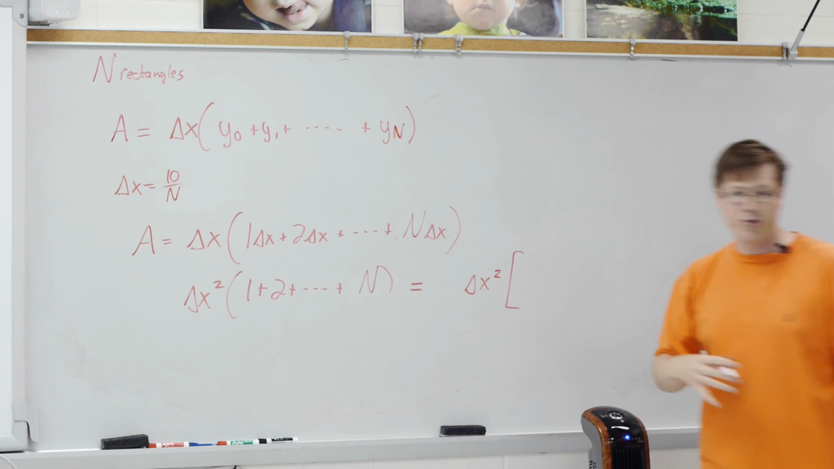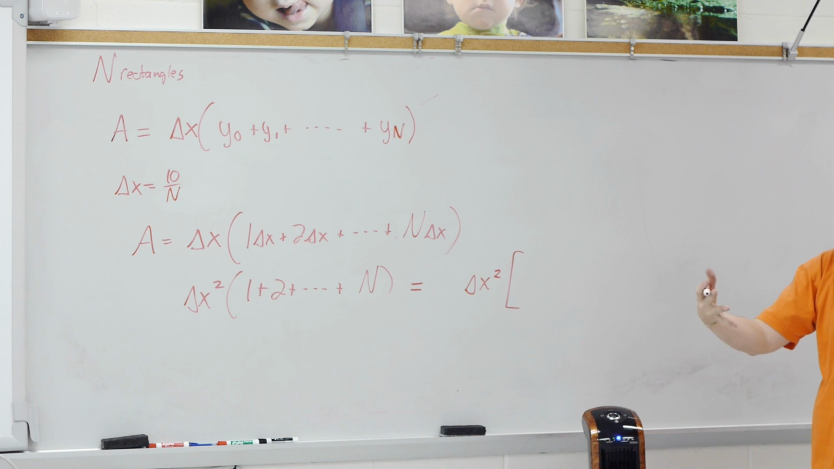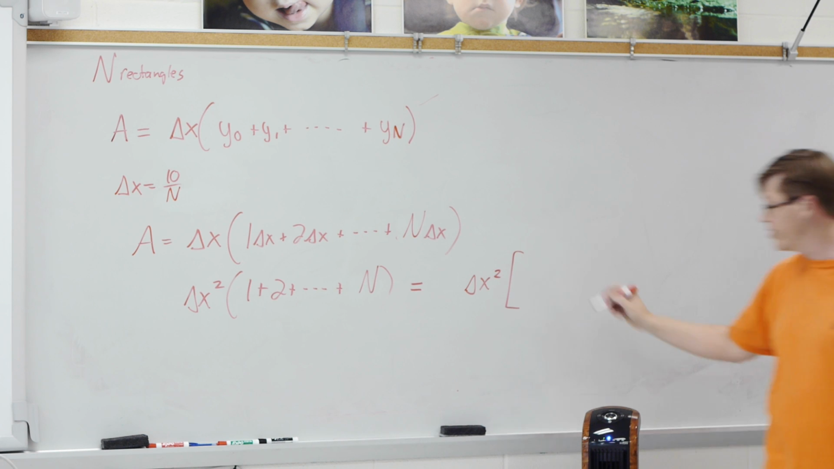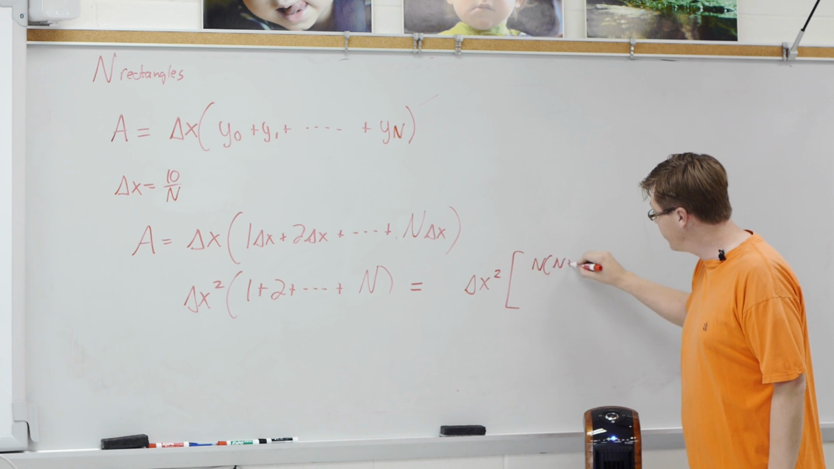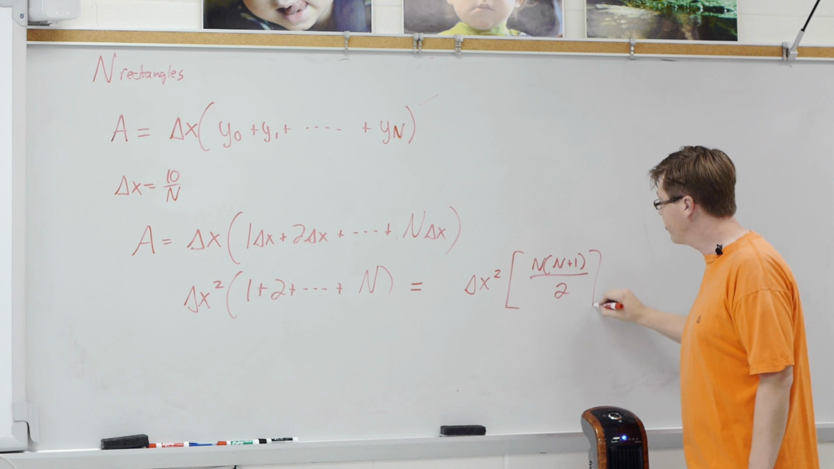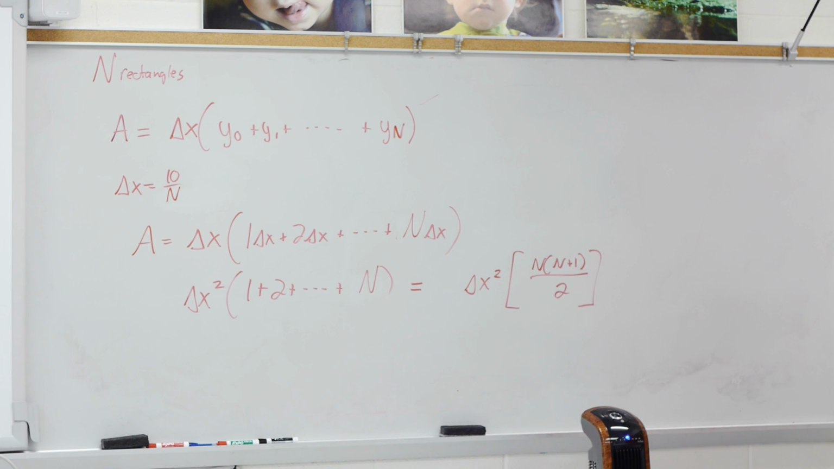You may have forgotten it from pre-cal, that's fine. The sum of all the numbers from 1 to n, all the positive integers, is n times n plus 1 over 2. And that probably rings a bell now that you've seen it. So it was 20 times 21 over 2, or 10 times 21. So that's the formula for 1 through n.